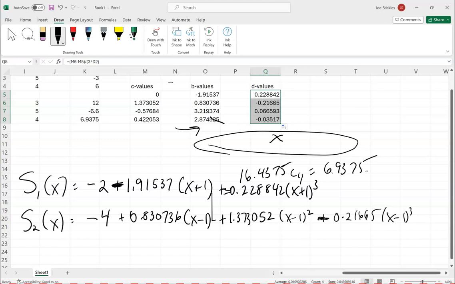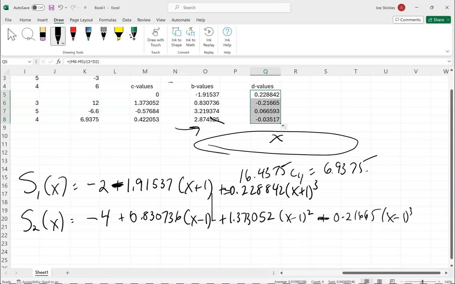Yes, Abby. Did the minus 1.9 have a square with it for the x plus 1? This one? No, remember the B values are the linear terms. These are your coefficients on the linear terms. These are the coefficients on your quadratic terms.